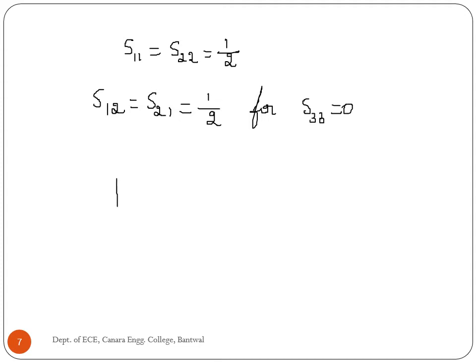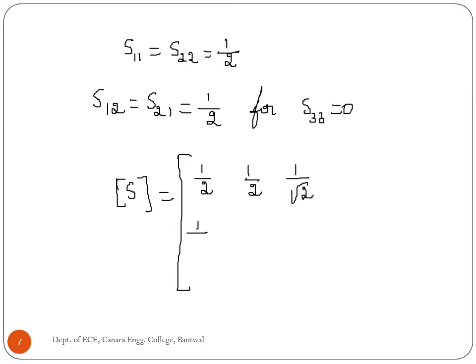Therefore, S matrix for E-plane T is given by S11 is equal to half, S12 is equal to half, S13 is equal to 1 by root 2, S21 is equal to half, S22 is equal to half, S23 is equal to minus 1 by root 2, S31 is equal to 1 by root 2, S32 is equal to minus 1 by root 2 and S33 is equal to 0.